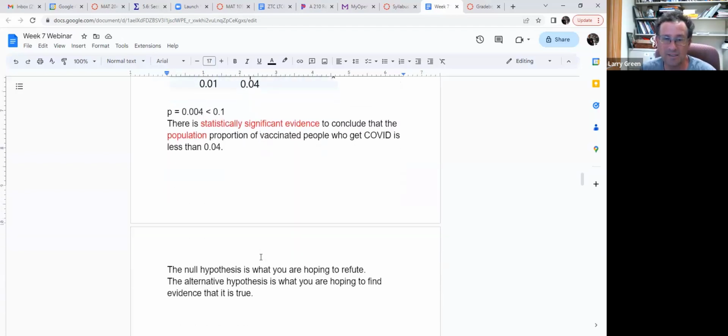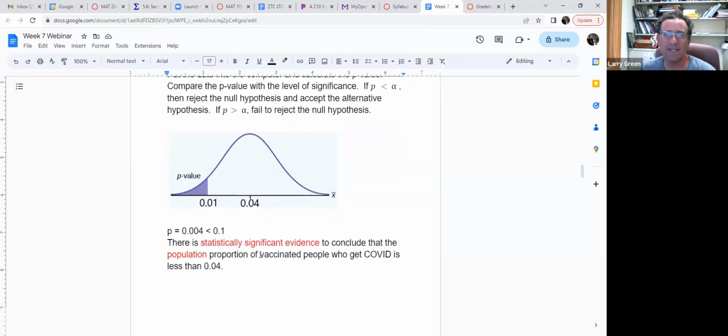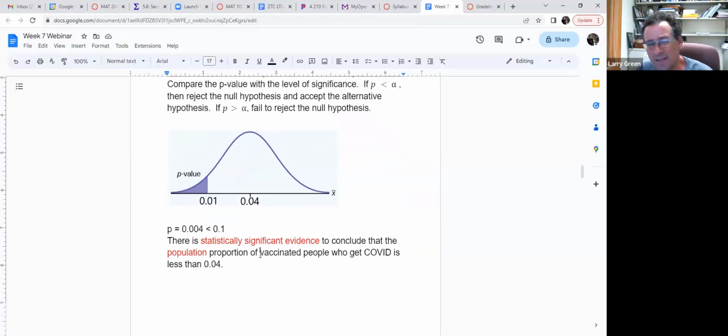Okay, so now we want to say, what does it mean to say that we have a p-value of 0.004? What does that mean? Okay, so first thing, that's the area to the left of this. The area to the left of a normal distribution is a probability, right? What is the probability of?